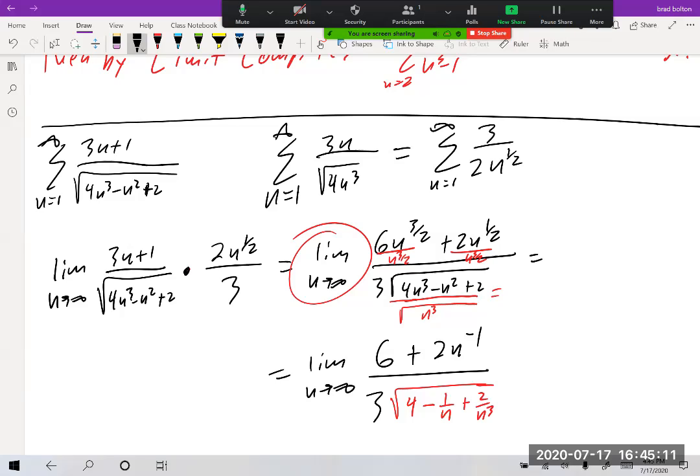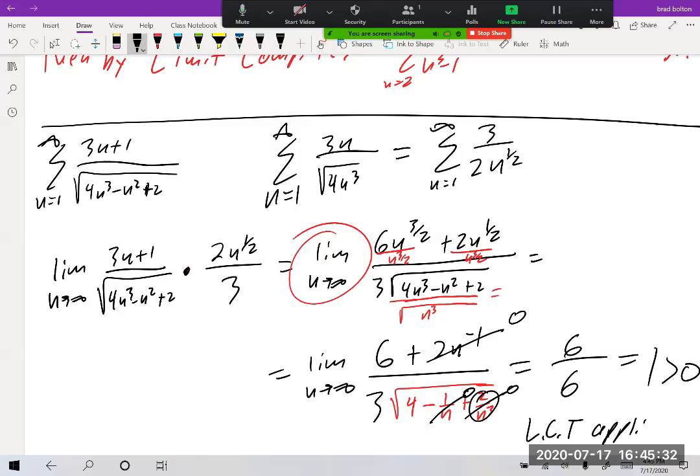So now, if I plug infinity in here, this is going to become 0, this is going to become 0, this is going to become 0, and I'm going to be left with 6 over 6, which is 1, right? Because the square root of 4 is 2, which is greater than 0. So this means that the limit comparison test applies. That's all it just told me, that I can now use the limit comparison test.